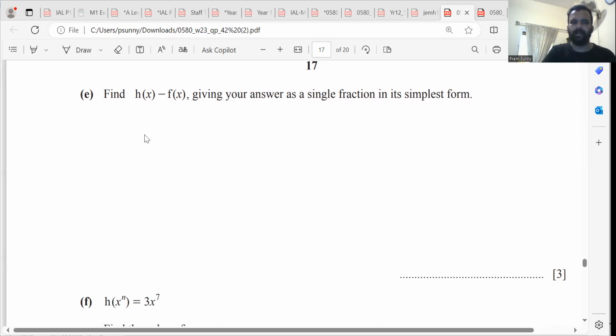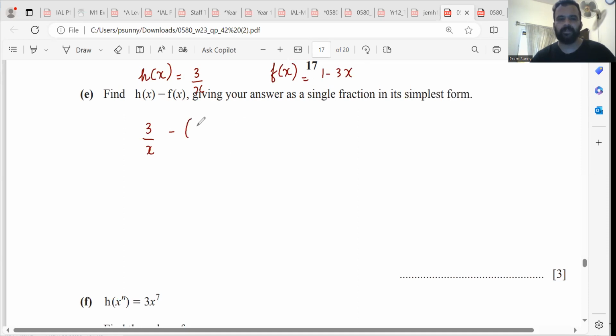Find h of x minus f of x. Give your answer as a single fraction. So if you remember, h of x was given in this question as 3 over x, and f of x was given as 1 minus 3x. Now h of x minus f of x. So h of x is 3 by x minus f of x, we know it is 1 minus 3x.